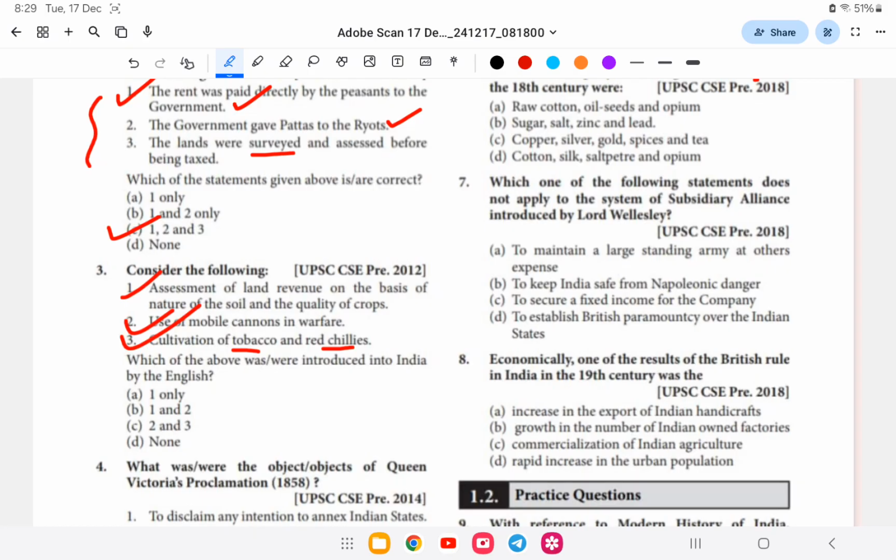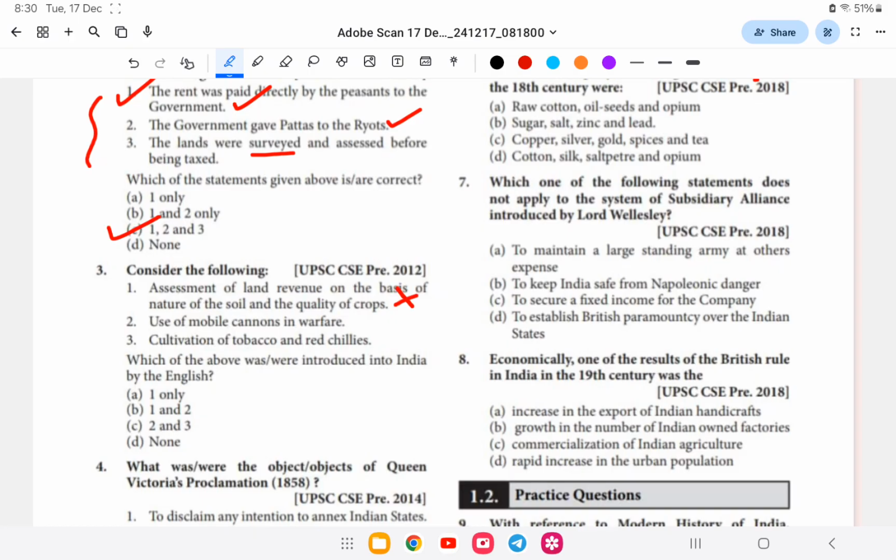First of all, assessment of land revenue on the basis of nature of soil and quality of crops. So this was not introduced by the English. It was already there in the Mughal Empire, that is, it was seen in Akbar's time and at other times.